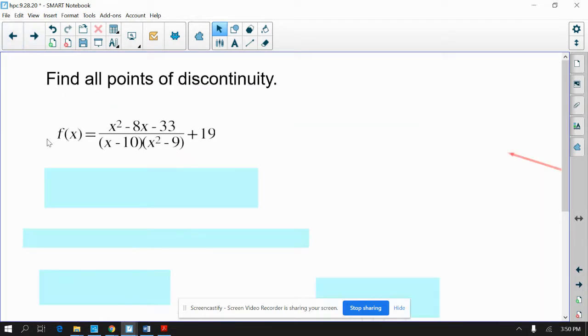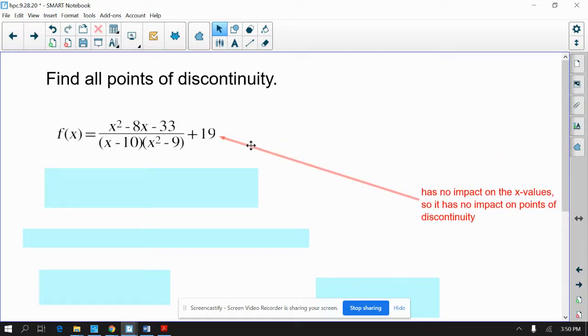Last slide. Find all points of discontinuity for this function. And don't be thrown off by this plus 19. That plus 19 does not impact the x values whatsoever. There's not even an x next to it. It just takes this nasty rational function and raises it up 19.